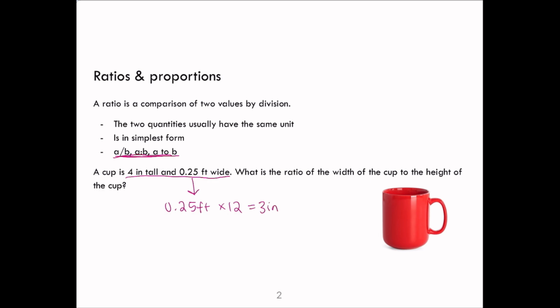The ratio is the width to the height. So we know the width is 3 and the height is 4. So this is one way you can write the ratio. Another way could be 3 over 4 or just 3 to 4.